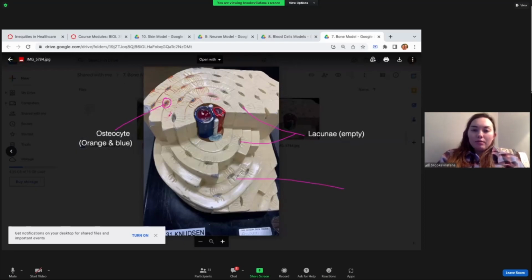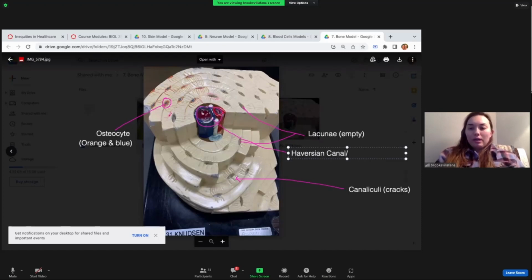These here, the cracks, are the canaliculi. Okay, these are the cracks. They basically supply the cells with nutrients. And then right here in the center, these are our blood vessels and nerve, right? And so that's the Haversian canal. It can also be called the central canal. This is the blood vessels and nerve.